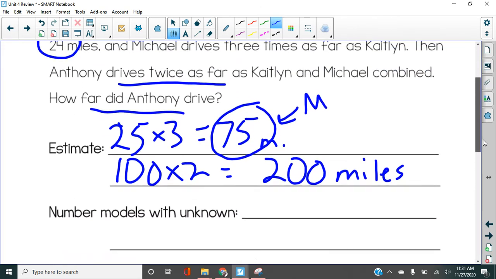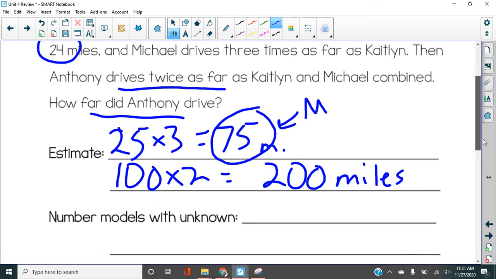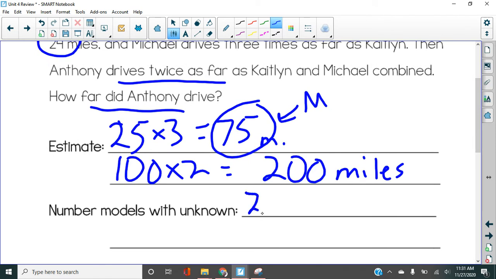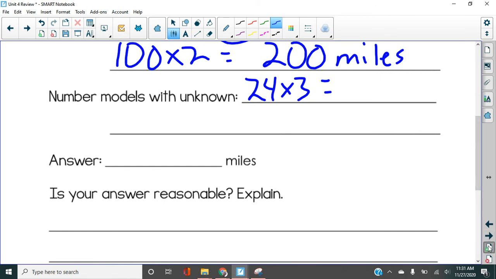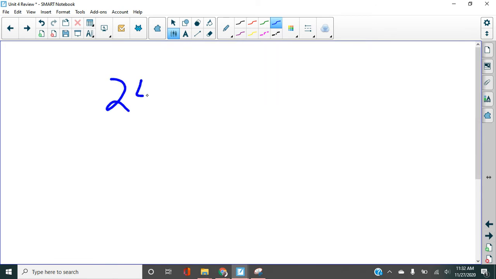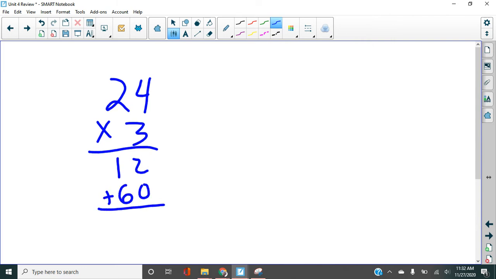Okay, so now our number models with our unknown, when we actually have to do this, we're going to have 24 times 3. And then, well, I guess we need to find that answer. Do I have space here? No, I don't. We'll need to do that on our scrap sheet of paper. 24 times 3. 3 times 4 is 12. 3 times 20 is 60. And that's 72.